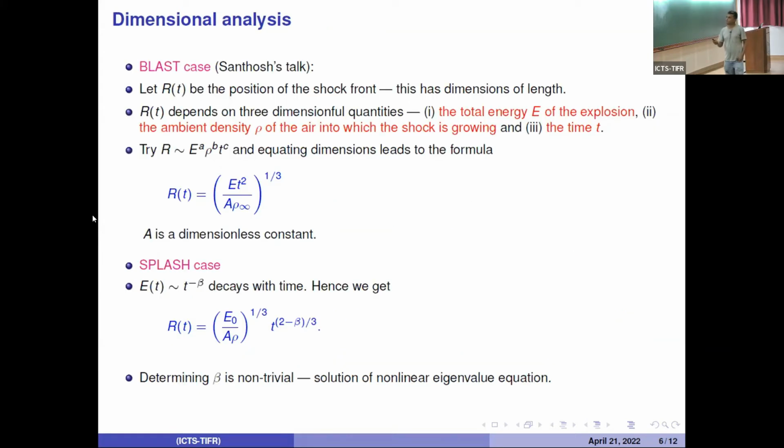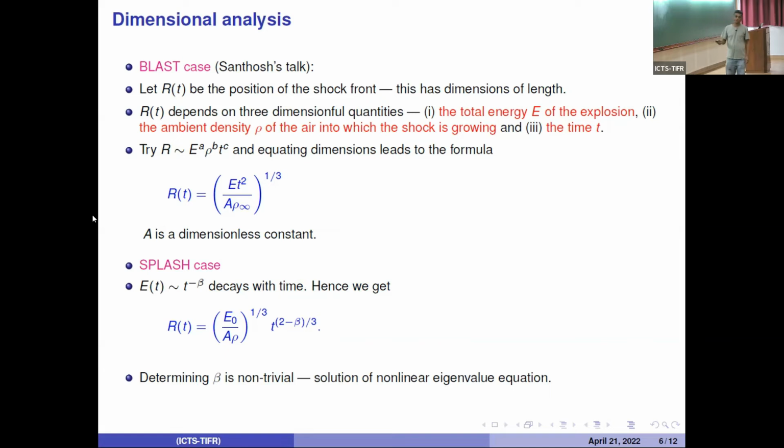In the blast case, let me remind you, the position of the front can be obtained from a very simple dimensional argument. From dimensions, we expect that the front position should depend on the energy of the explosion, the density of the gas, and time. Then you put in something like this, and just from dimensional analysis you get a formula like this, and so you get t to the power 2/3, right?